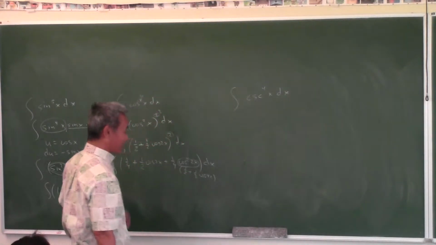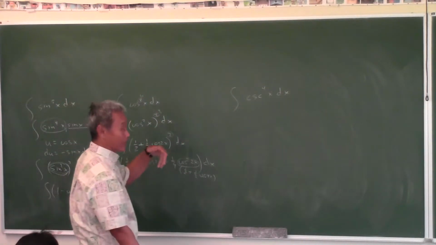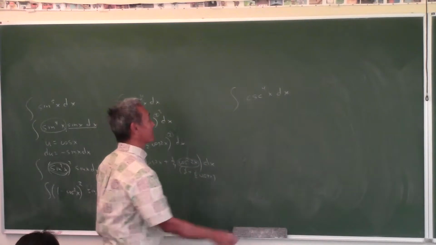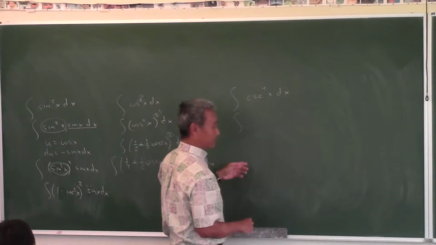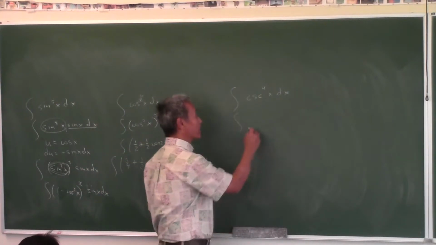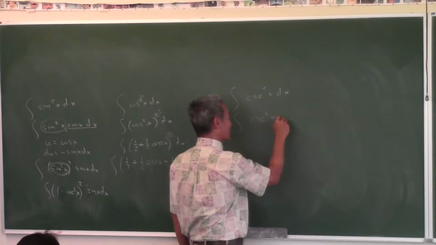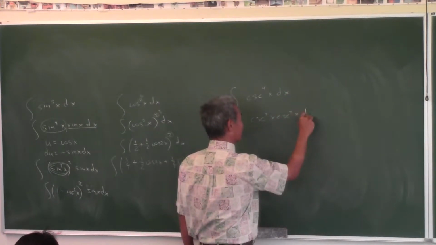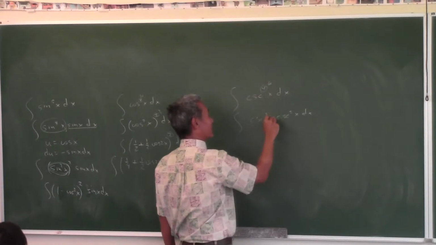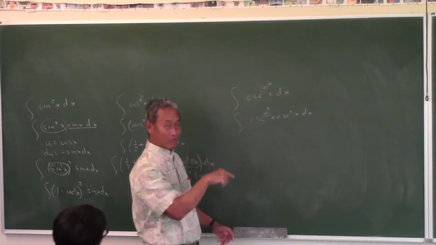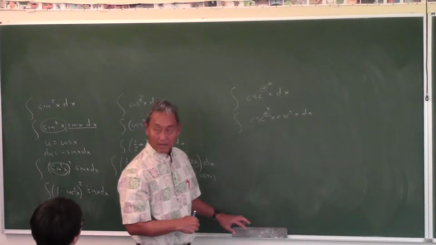Cosecant to the 4th. Like I told you, when you have these to the even power, then it's easy. So what do you think I'm gonna do? You're gonna split it up into cosecant squared times cosecant squared. What if this was 6th power? Then you make cosecant to the 4th times cosecant squared.